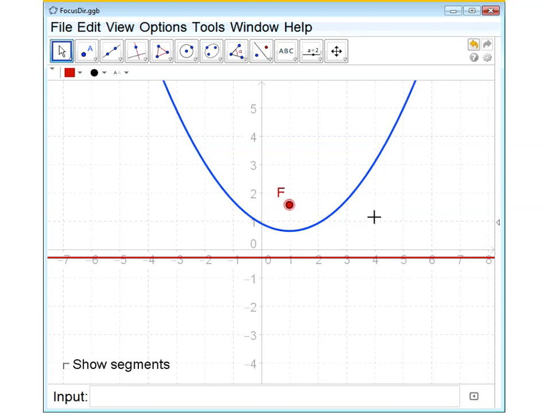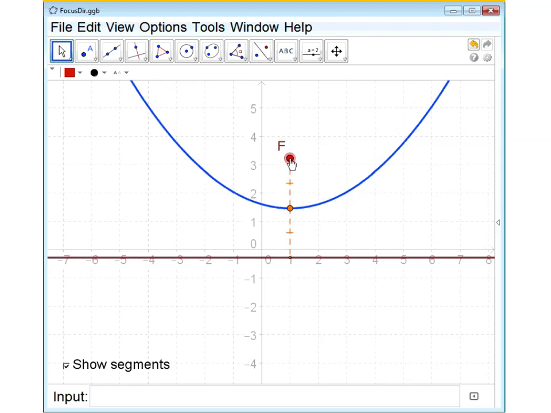Now, why is this? Why do we get this change in the shape of the parabola when I move the focus? Well, we have some distances that we can look at here. And the orange segments, let me move a little bit further out so you can see it a little better. These orange segments are marked as being equidistant, or the same length, because they are. So that means that my vertex is equidistant from the focus and the directrix.